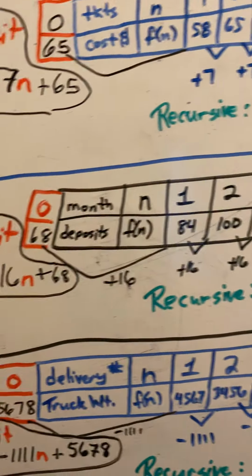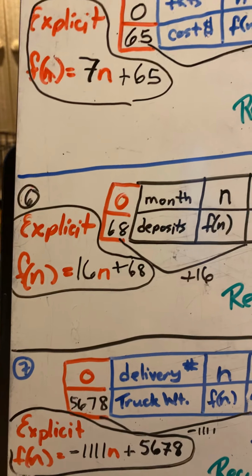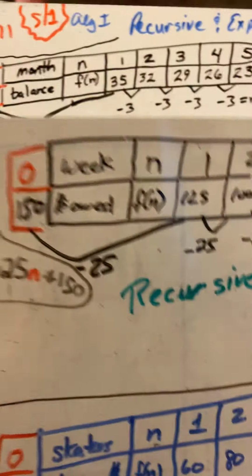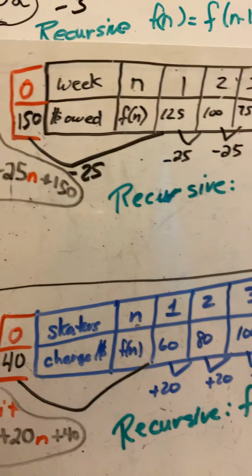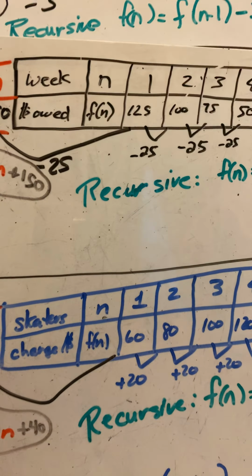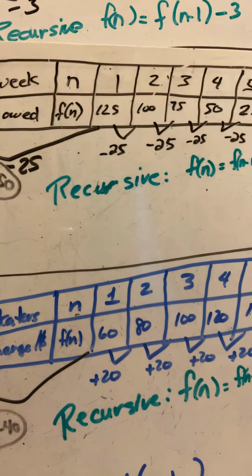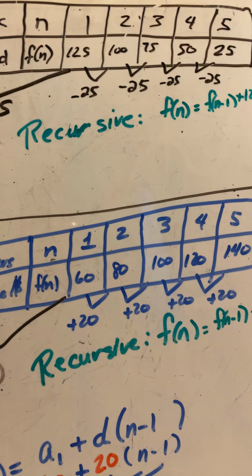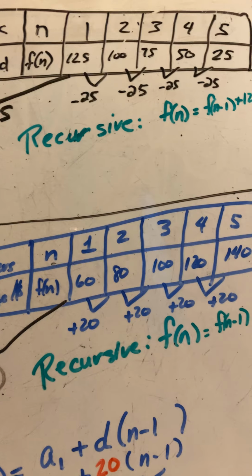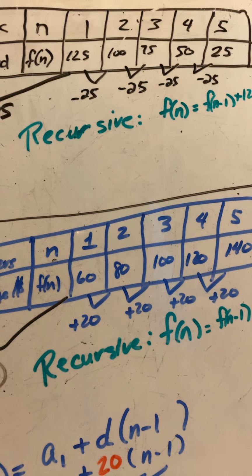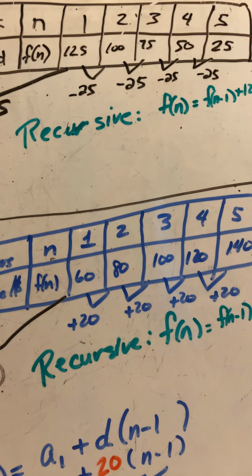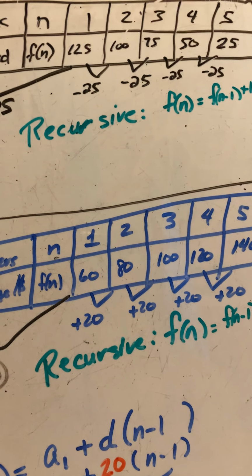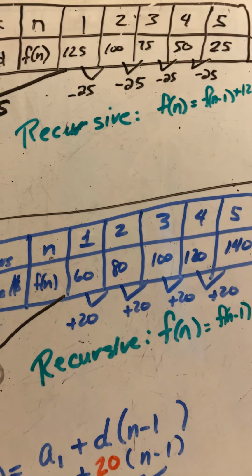Now again, that was number 6 and number 7. Let's go to 8 and 9, and then we will go back and do explicit formulas. This is the number of weeks and the amount of money you owe. You start off with 125, 100, and so forth. So the numbers are getting smaller and smaller. Más pequeño, más pequeño, más pequeño, and so the difference is 25. Menos 25, menos 25. We're going down by 25.